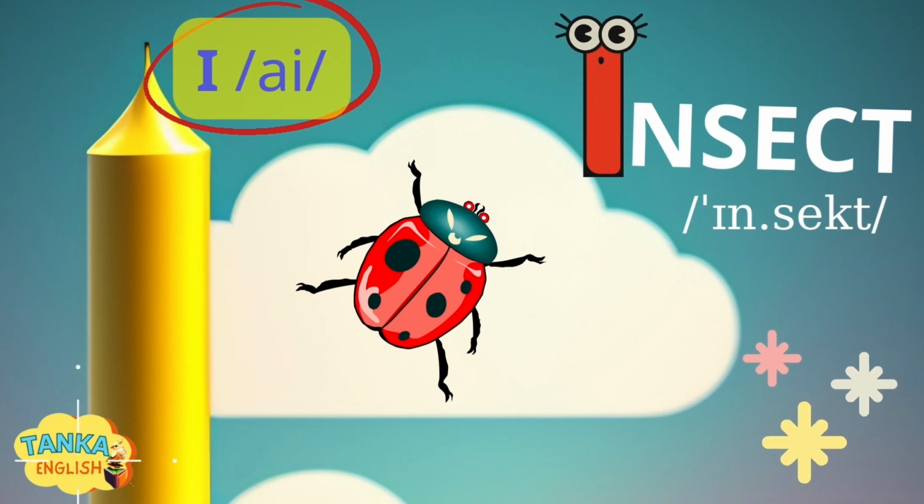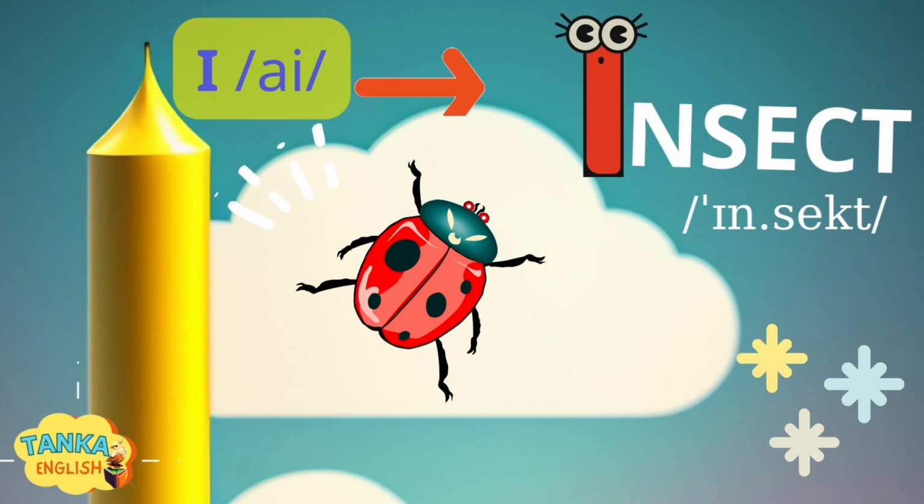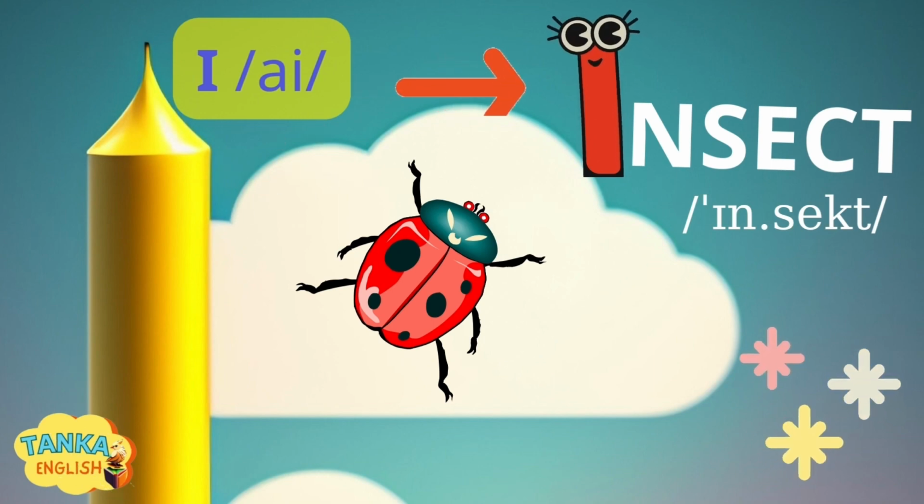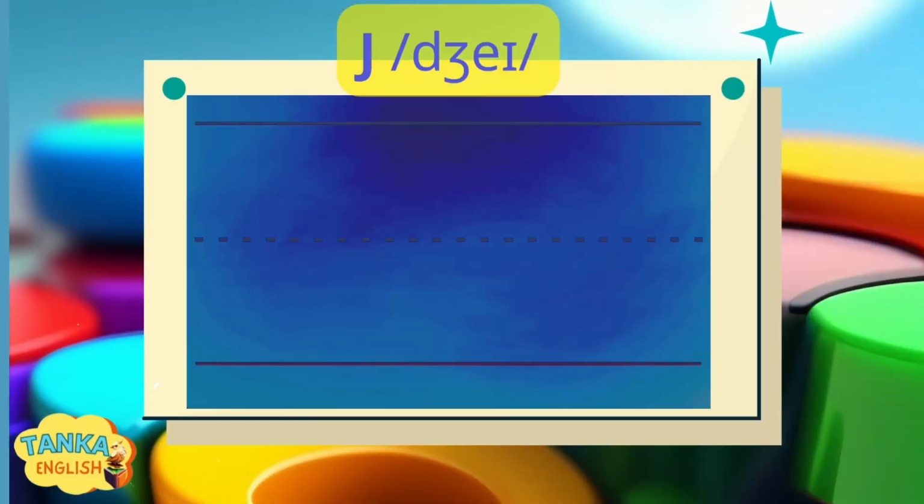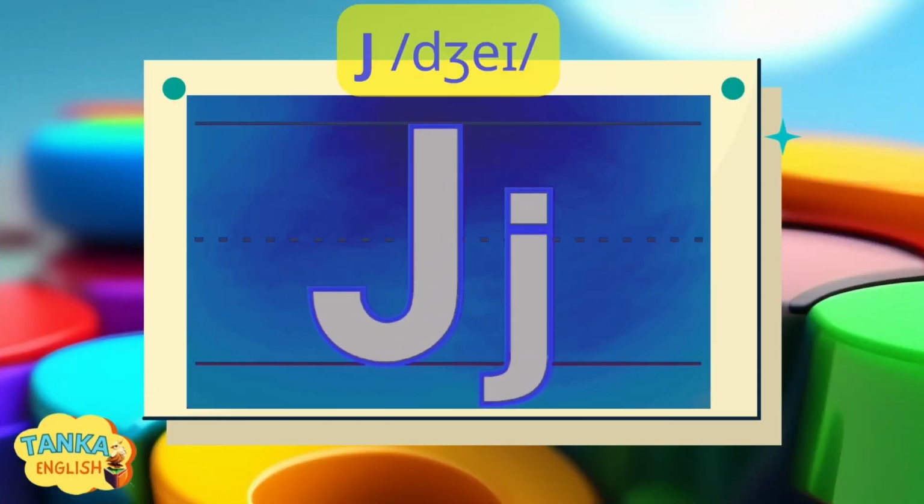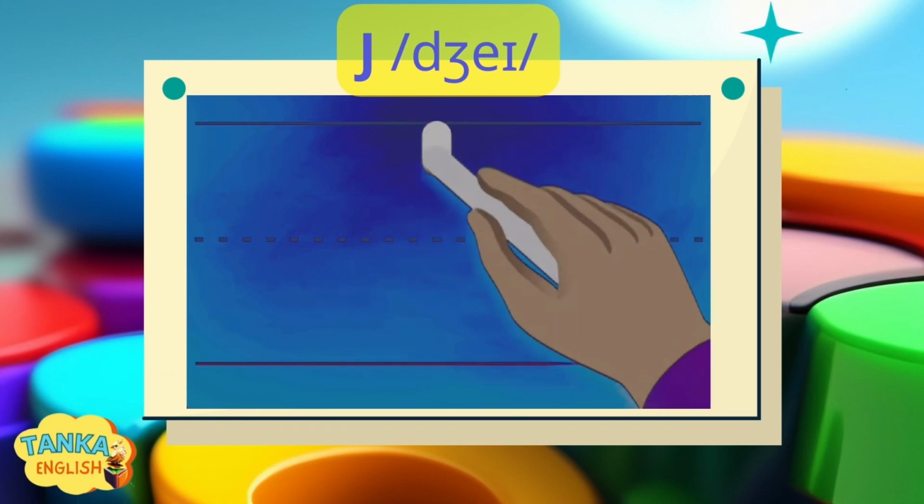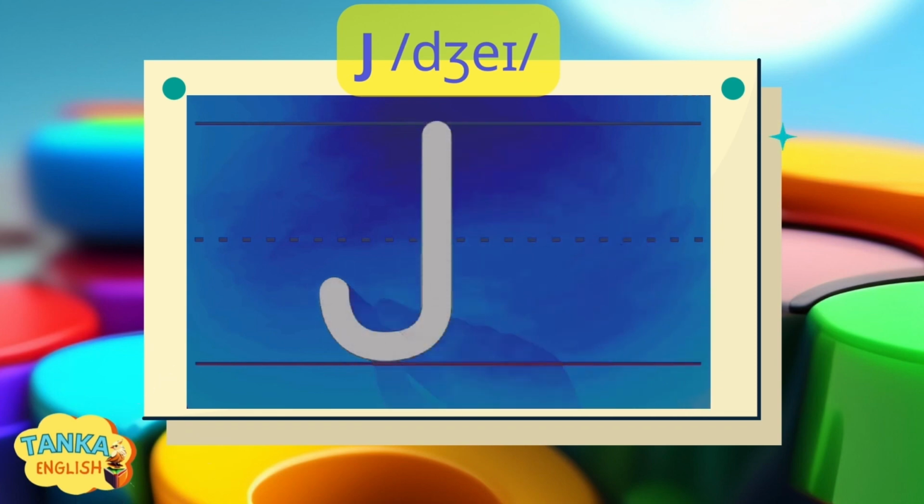looking good, I, Insect. Let's move on to the letter J, uppercase J, lowercase J.